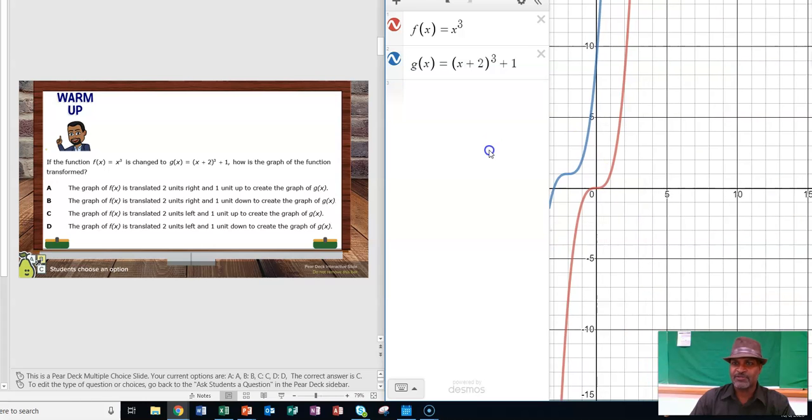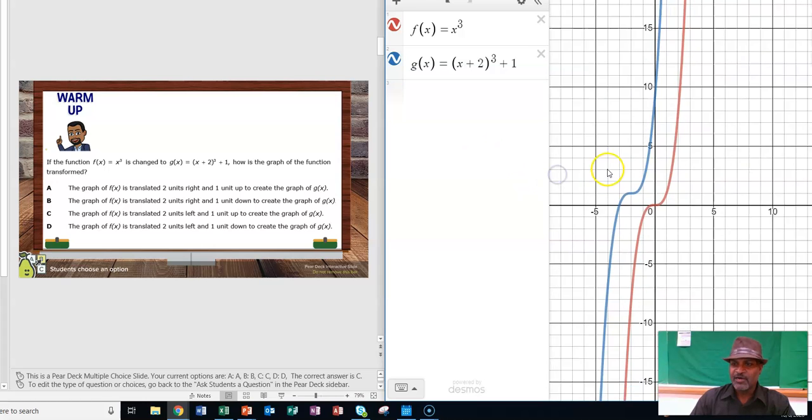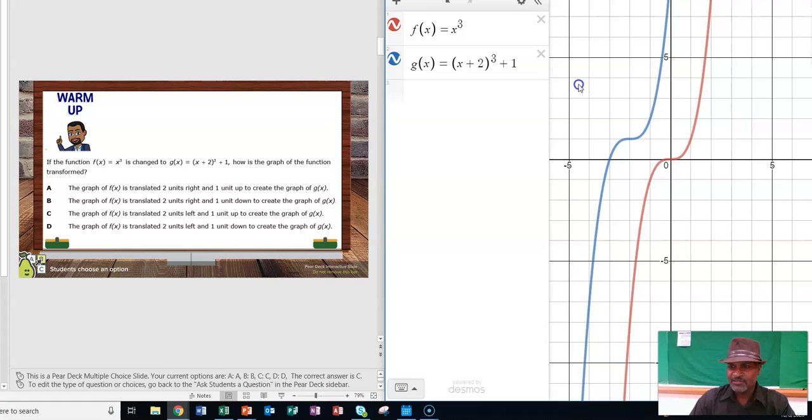Put a projector mode here. See, all that really happened here is the graph, if you look at this point, you just moved over 2 to the left and up 1 to get to that same area. So that lets you know that the correct answer to this problem is C.